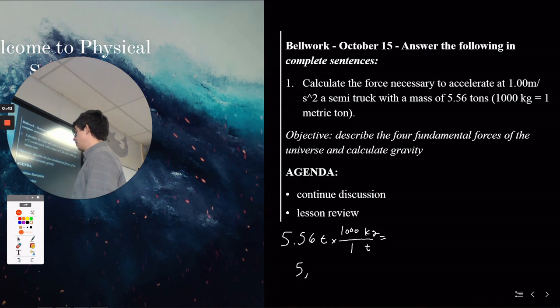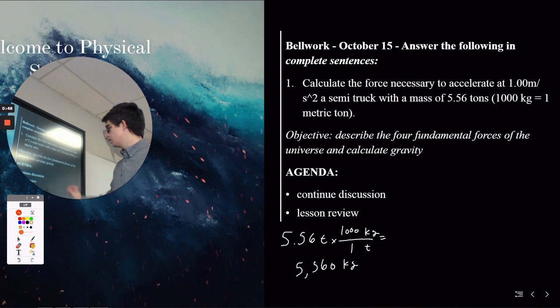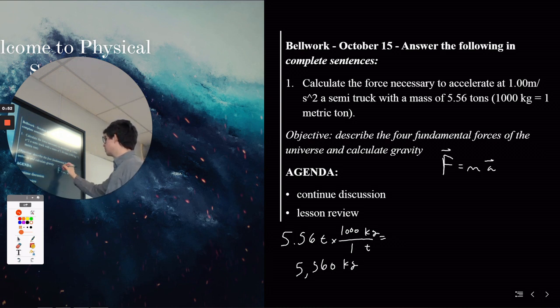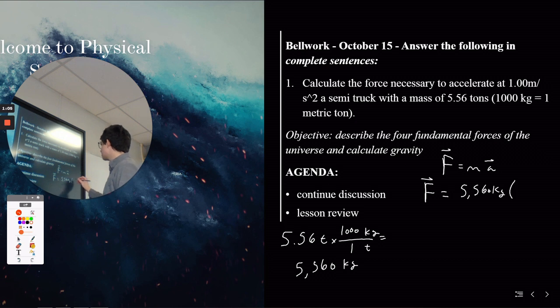So 5,560 kilograms. Now we can do step 1, write our equation. F equals ma. Both acceleration and force are vectors. Since we're solving force, we can just go ahead and substitute. Force equals 5,560 kilograms times 1.00 meter per second squared.